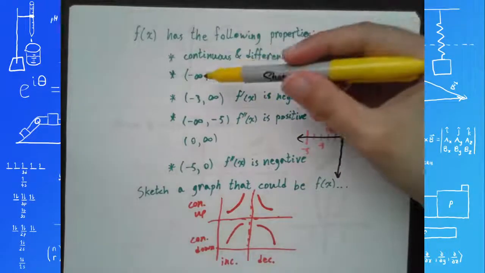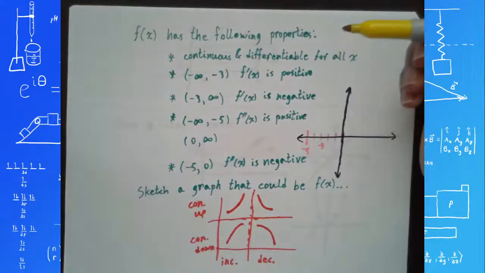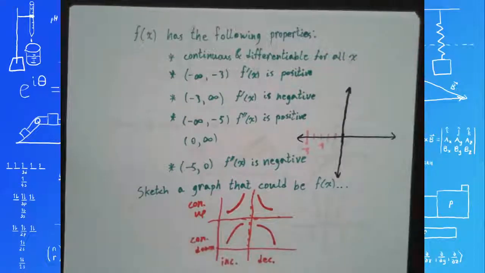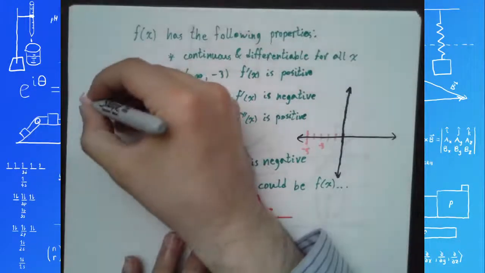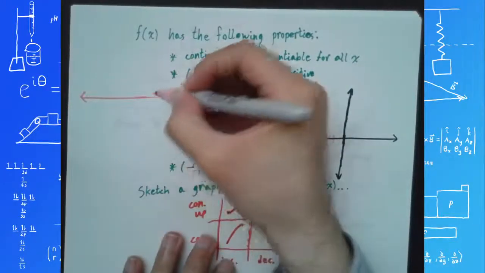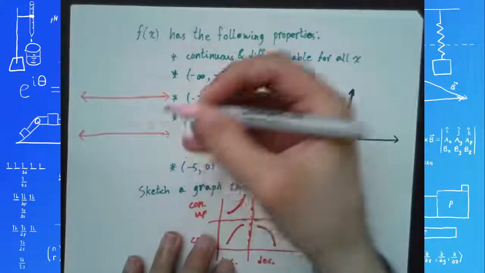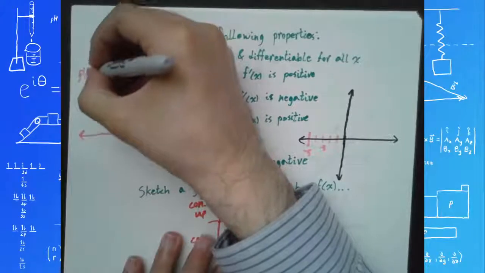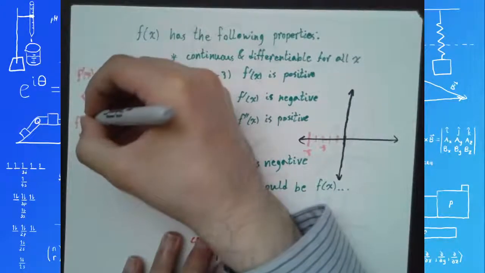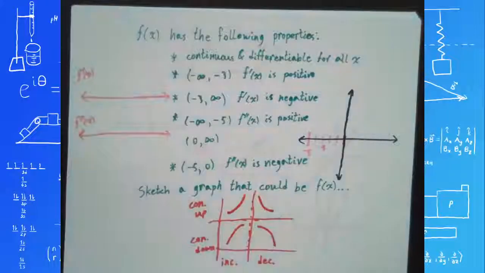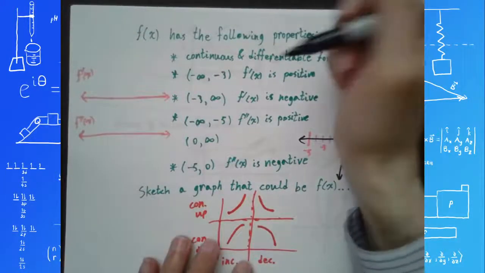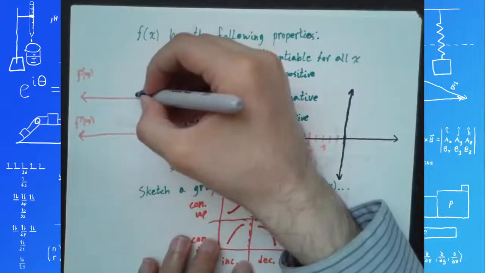Okay, so from -infinity to -3, it helps to draw some number lines. So that's what I'm going to do. I'm going to draw some number lines for the first and second derivatives, or, well, at least their signs. So f prime of x and f double prime of x. What are their signs, positive or negative, and where? So f prime of x is positive from -infinity to -3.